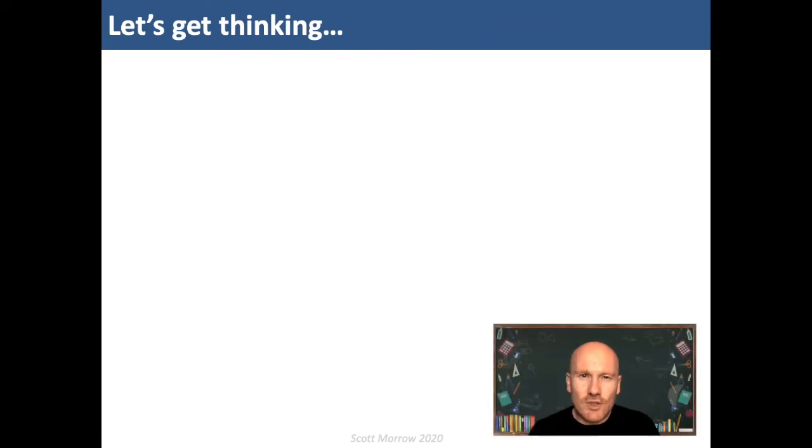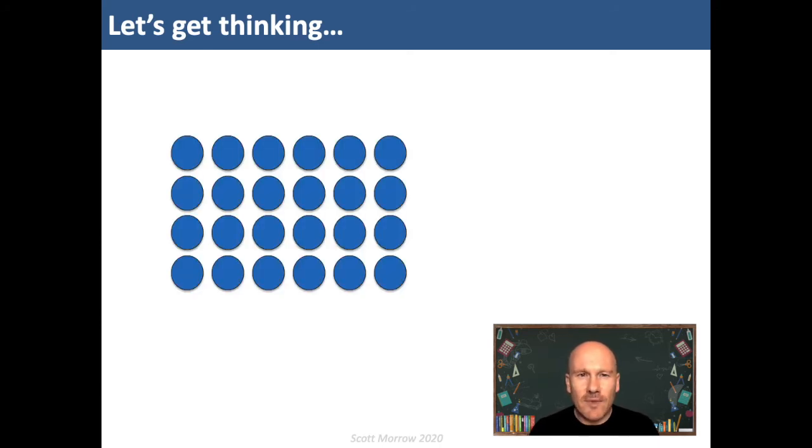Arrays are really useful for helping us understand multiplication. Let's take this array here. We've got 4 rows, and you can see there are 6 dots in each of those rows. So that array there, 4 rows of 6, I know I've got 24 altogether. So we can say that 4 times 6 equals 24. That's what this array represents.